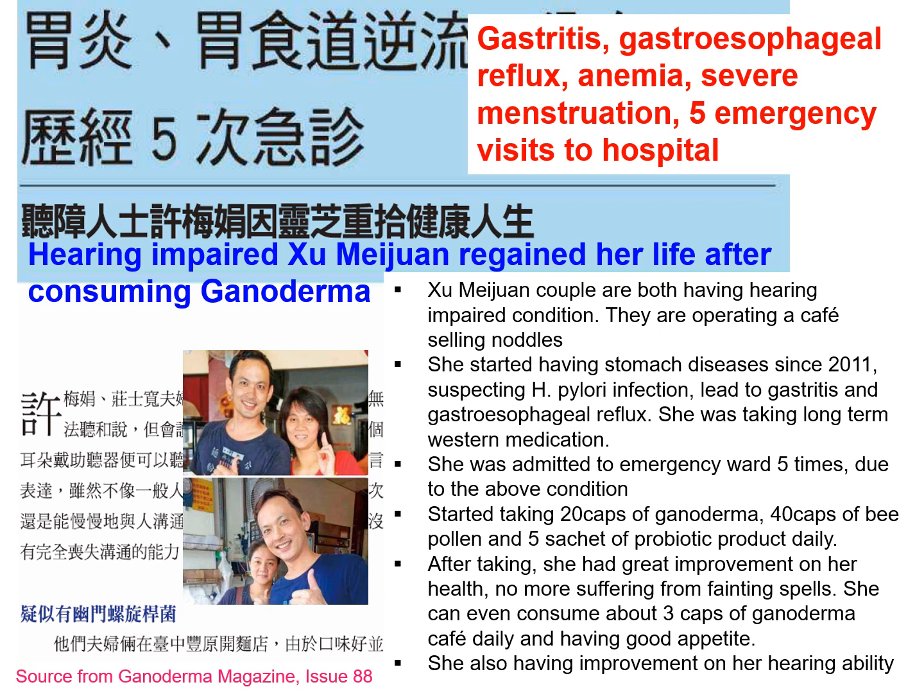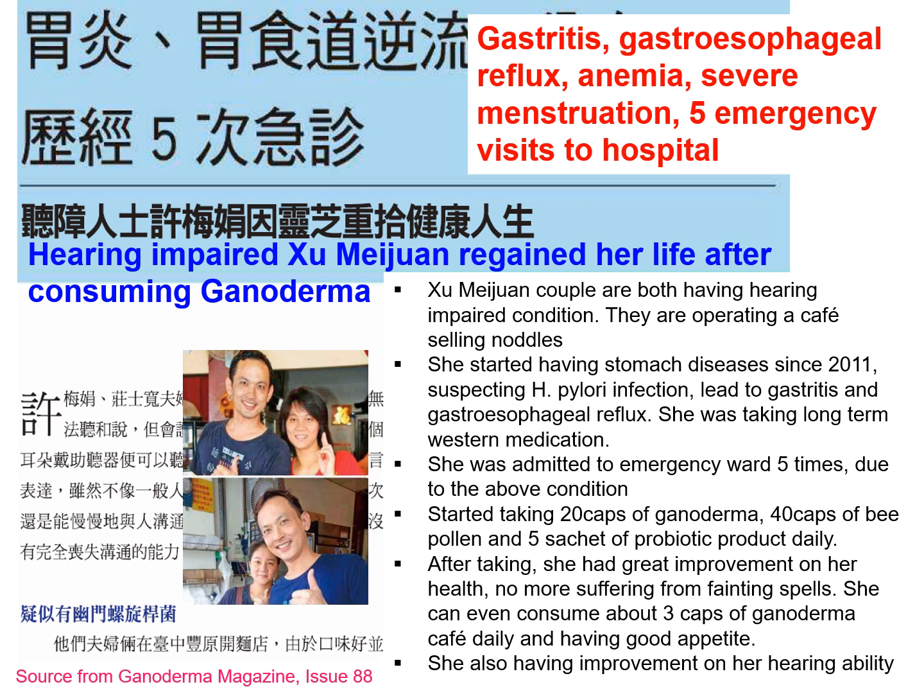Initially, she tried a few capsules, but there was no effect on her condition. So she started taking a higher dose: 20 capsules of Ganoderma, 40 capsules of bee pollen, and 5 sachets of probiotic product daily. Since then, she started to see improvement. She used to have fainting spells, but after taking this high dosage for a while, no more fainting spells.